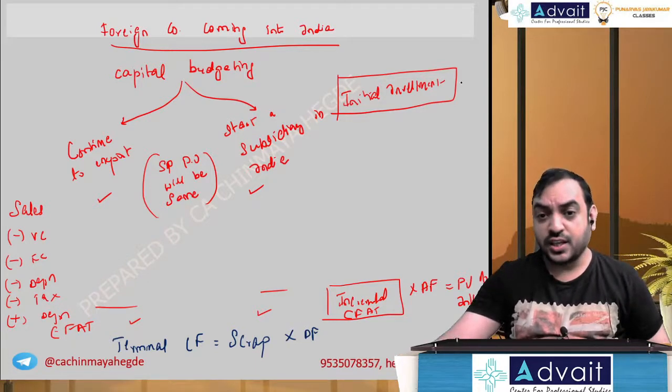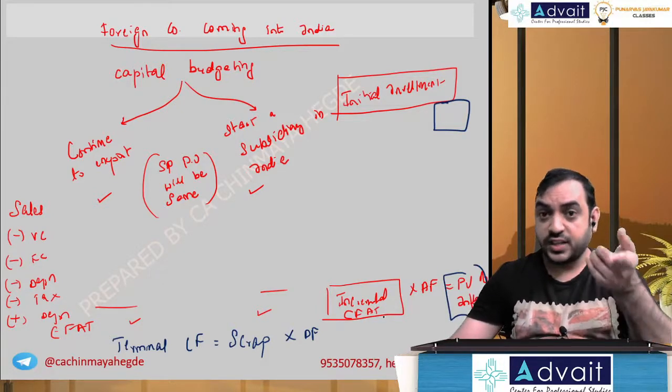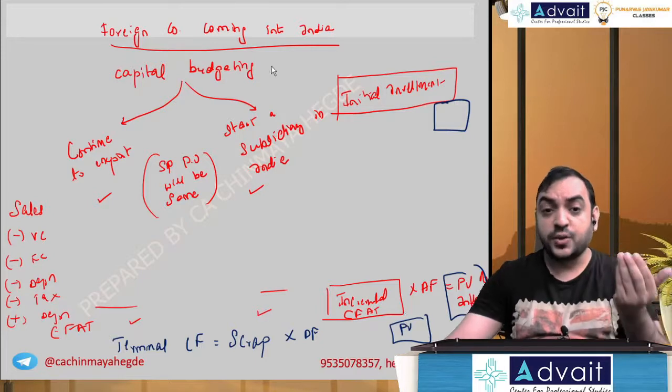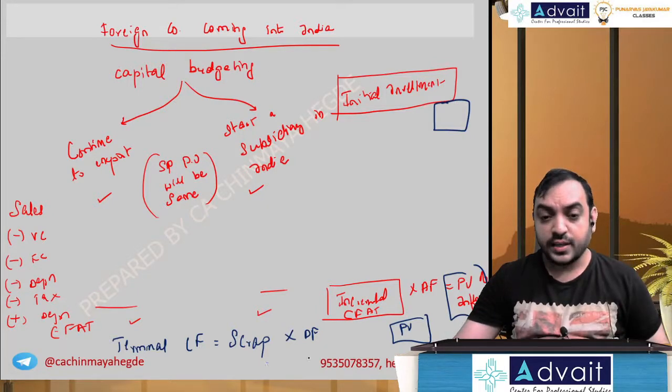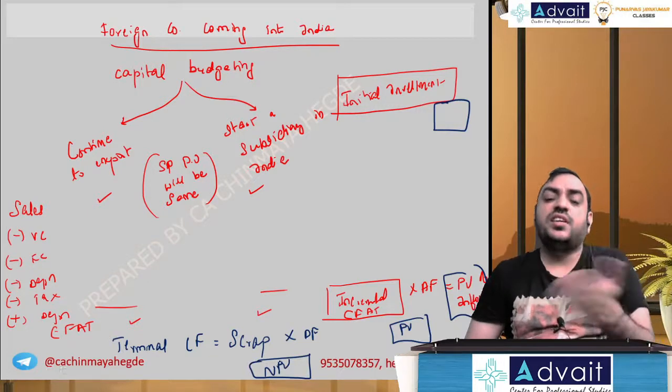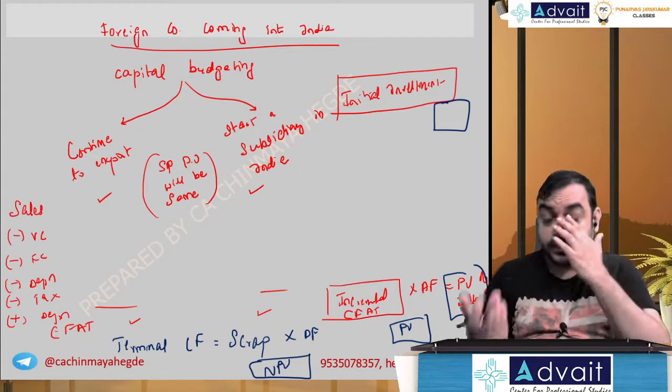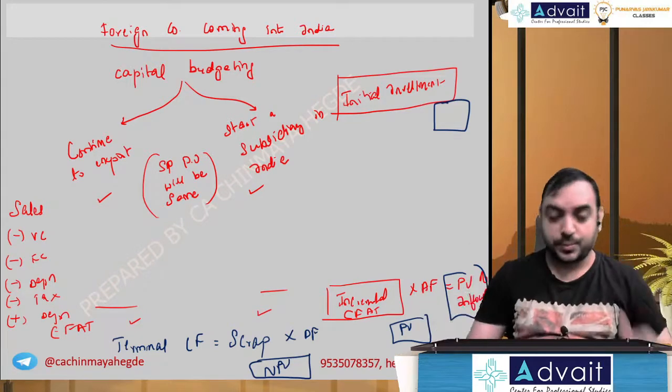So we have initial investment. This is one cash flow. This will be an outflow. And we have the present value of inflows, which is the incremental cash flow present value, and terminal cash flow, which is scrap value into discounting factor. When I multiply by the discounting factor, I get present value. And here is what I get: NPV. And you know the decision: if NPV is positive, the project should be accepted. If NPV is negative, the project should not be accepted.